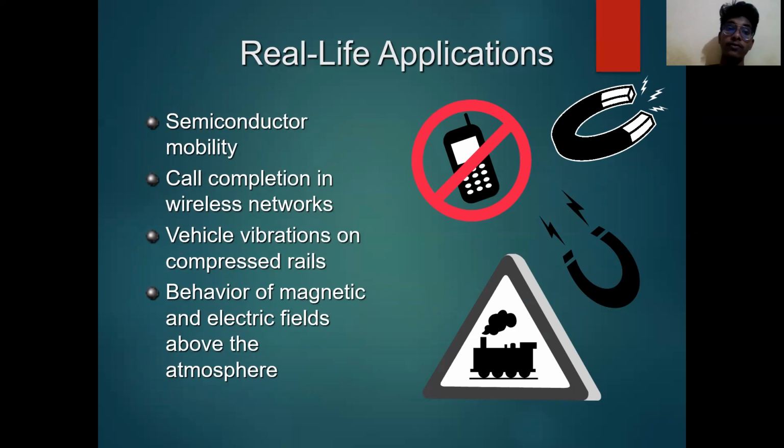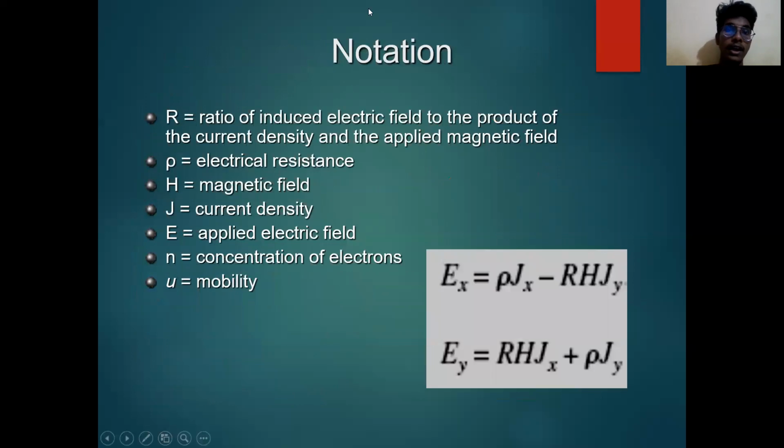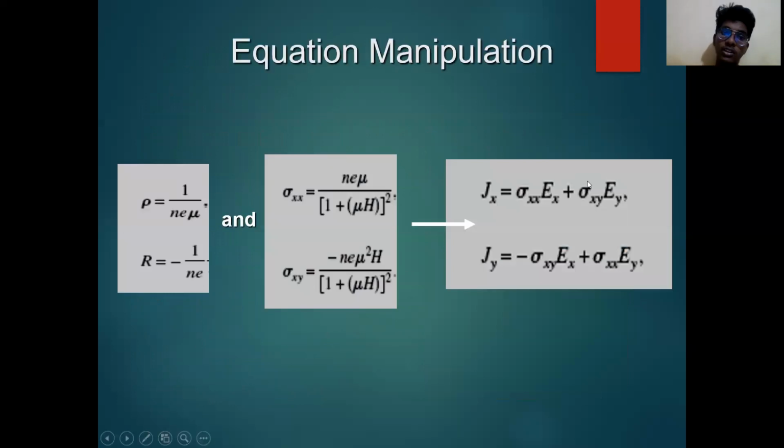So, real life applications of the Laplace transforms are semiconductor mobility, call completion in wireless networks, vehicle vibrations on compressed rails, and behavior of magnetic and electrical fields above the atmosphere. In the notation, R is equal to the ratio of induced electrical field to the product of current density and the applied magnetic field, where rho is the electrical resistance, H is the magnetic field, J the current density, E the applied electric field, n the concentration of electrons, and mu is mobility, where we can take it as E_x equal to rho J minus R H J_y. In the equation manipulation, rho is equal to 1 by n e mu, R equal to minus 1 by n e, and rho(x) equal to 1 by n e mu times 1 plus mu H squared.